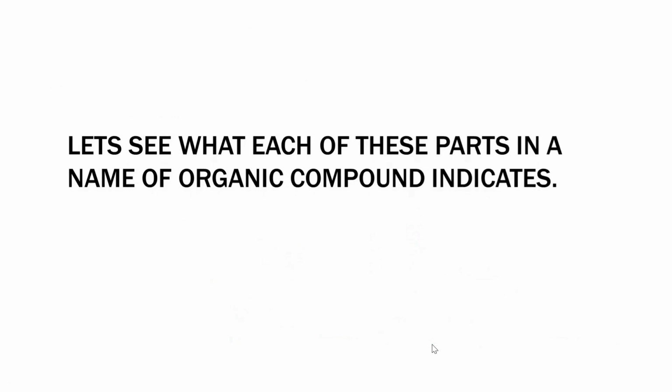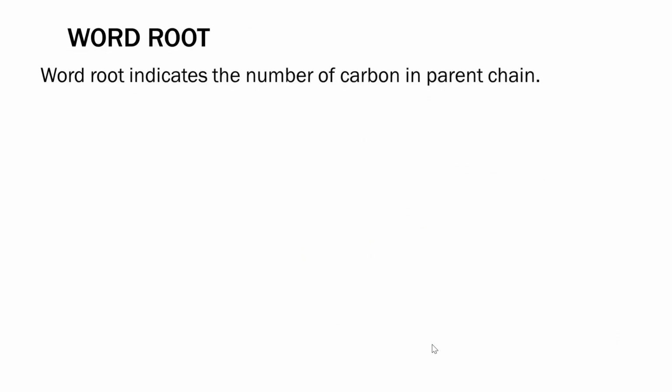Now let's see what each of these parts in the name of an organic compound indicates. Let's start with word root. So word root indicates the number of carbon in the parent chain. Right? Number of carbon in parent chain. So what is a parent chain?